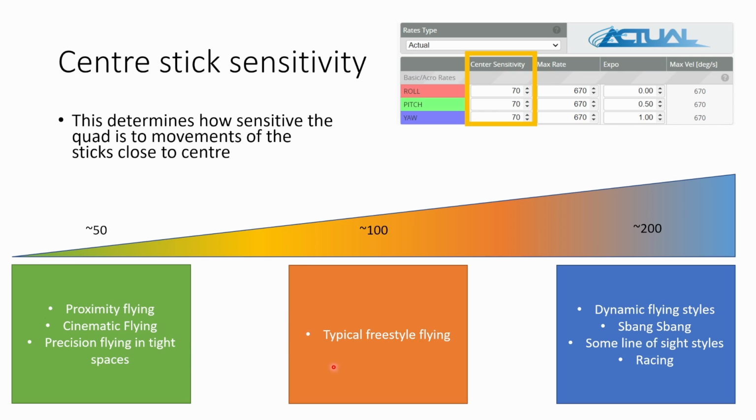For typical freestyle flying, something like 70, which is the default, or even a little more, maybe 100, is just about right. And dynamic flying styles, spangs bang, some line of sight flying styles, and racing like a little bit more center sensitivity in general. They tend to run more like 200. So depending on what type of flying you're doing, you'll find the center sensitivity that's right for you.